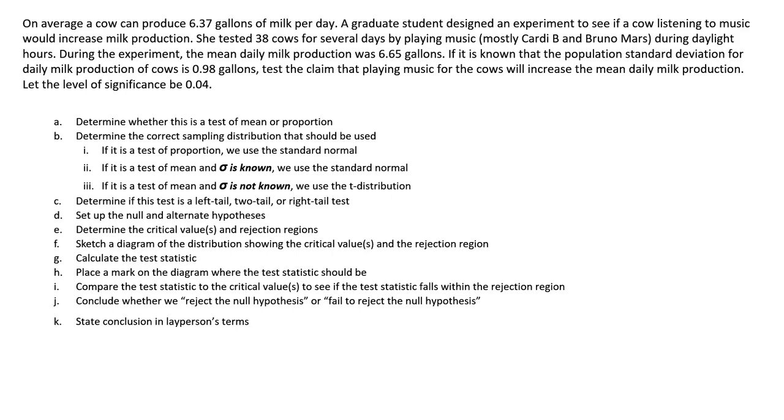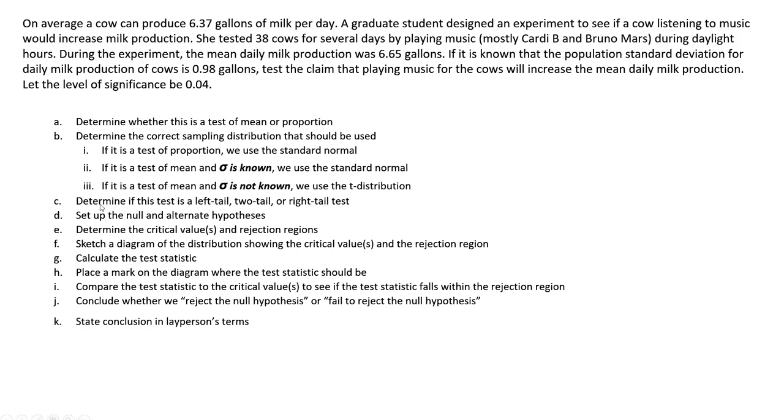But if you look at the wording, it says, if it is known that the population standard deviation for daily milk production of cows is 0.98 gallons. Well, right there, that's giving you sigma. There's only two ways, basically, you're given sigma. It'll either say the population standard deviation is, or it'll just say sigma equals.